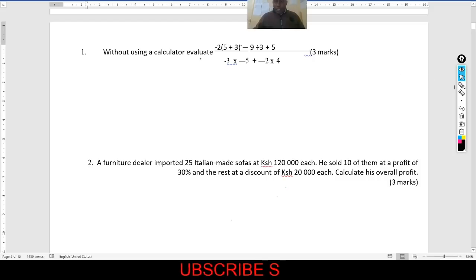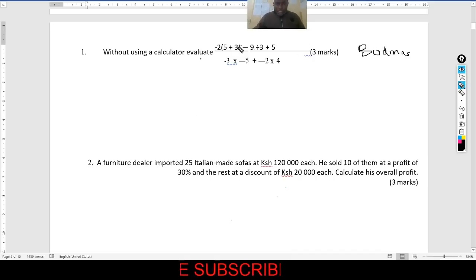BODMAS, that is bracket, of, division, multiplication, addition, subtraction. In BODMAS, we deal with the brackets first, then we deal with the of, if there is of, then we deal with the division, we deal with the multiplication, then addition, and finally subtraction.